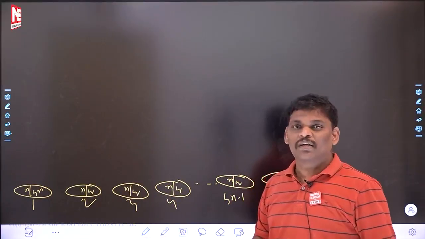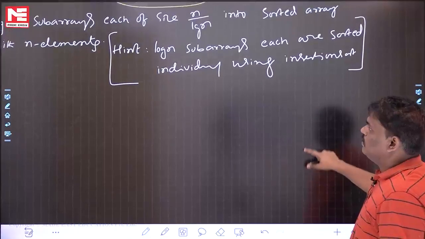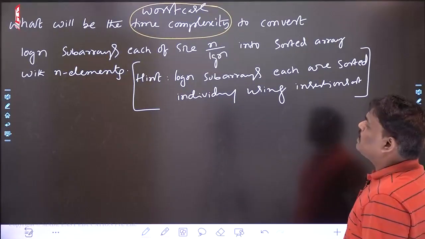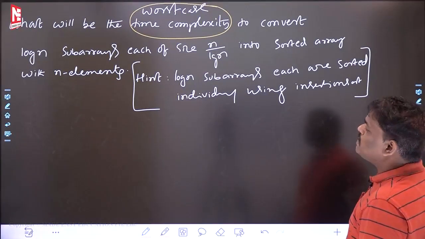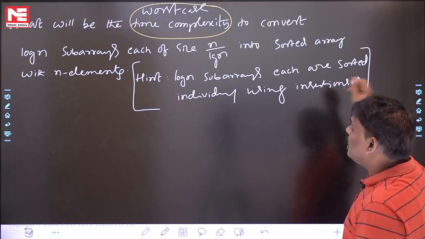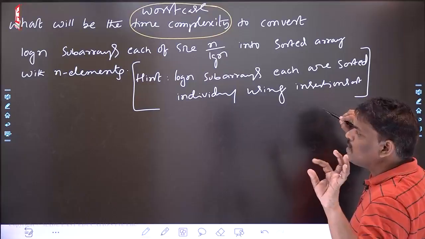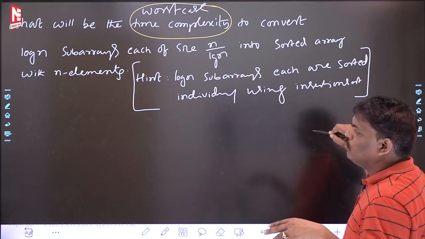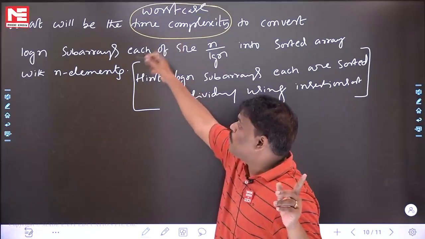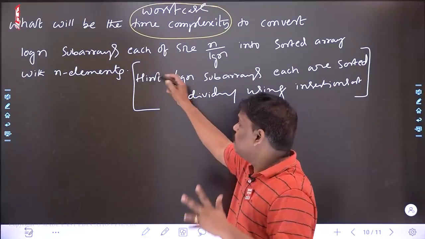Some people are asking, then what do I have to do now? See the problem again. What will be the worst case time complexity to convert log n subarrays, each of size n by log n, into a sorted array with n elements? Some people are asking, sir, the subarrays are not sorted, then what do we have to do? We cannot merge. He has given a hint.